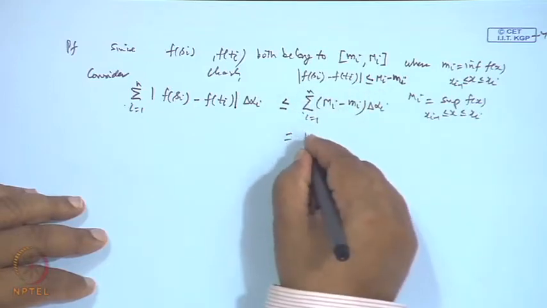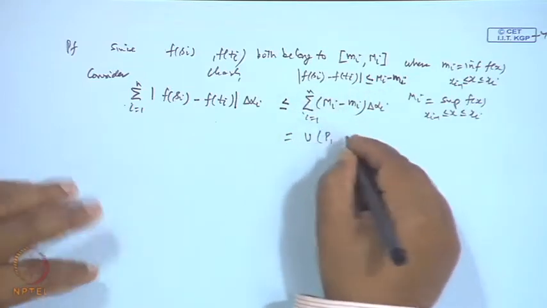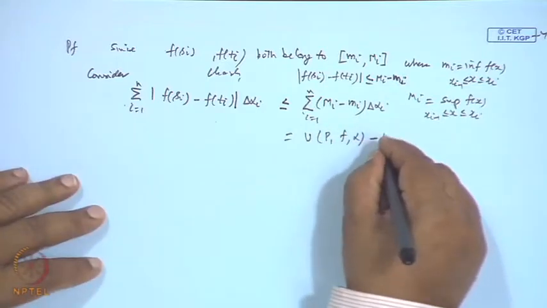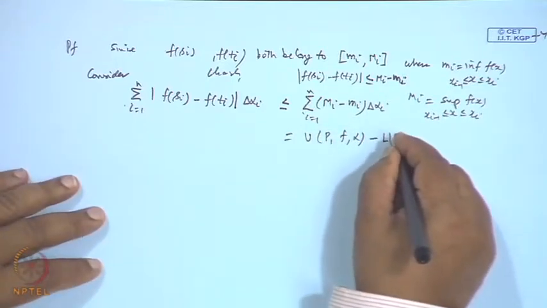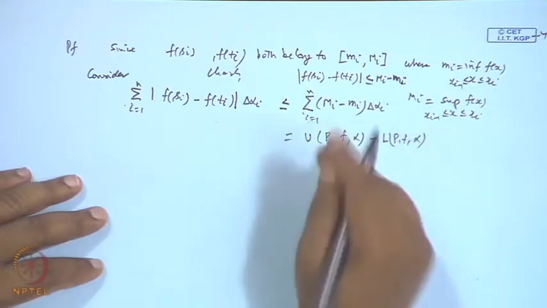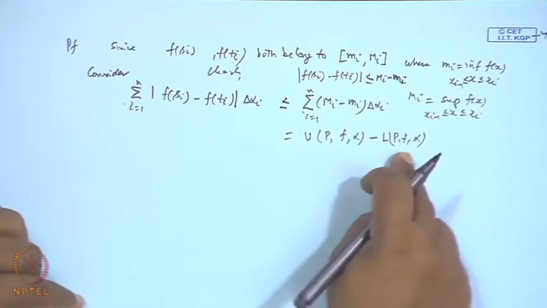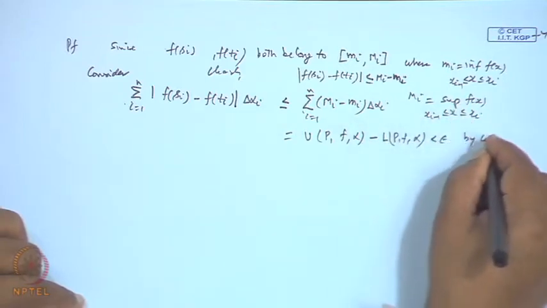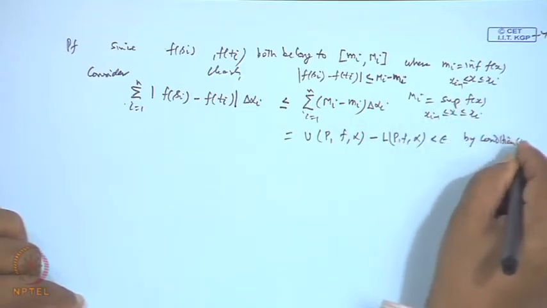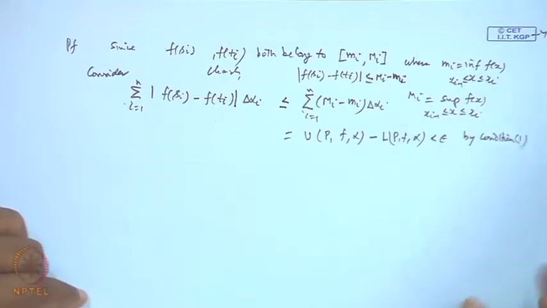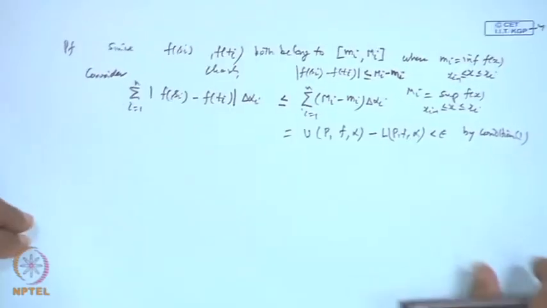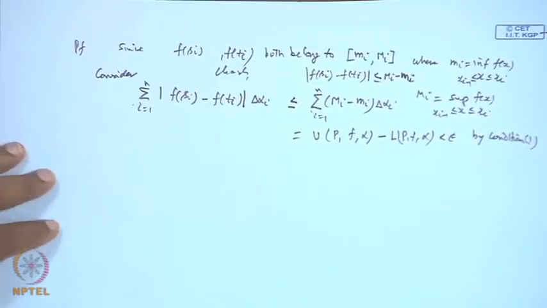The difference of the upper sum minus lower sum with respect to the partition P, upper sum minus lower sum of the function f with respect to alpha over the partition P. Okay. And this is already given by condition 1, because condition 1 holds. So, this sum will be less than epsilon. So, this proves the claim.